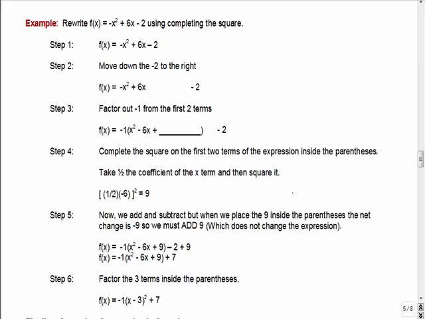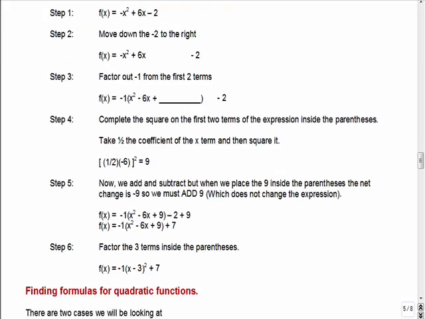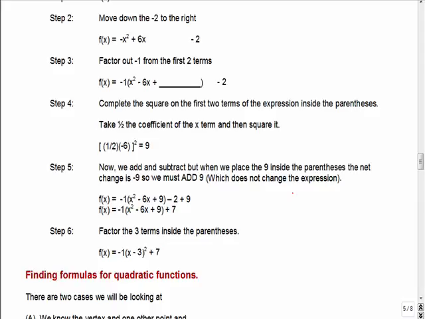Now we complete the square on the first two terms of the expression inside the parentheses. So we'll take half of negative 6 and square it, which will give us 9. Right? Half of the x coefficient, and then square that. Now we add and subtract, but when we place the 9 in the parentheses, that net change is negative 9. Negative 1 multiplied by 9 gives me a negative 9. So to do the opposite, we will have to add 9 at the tail end.